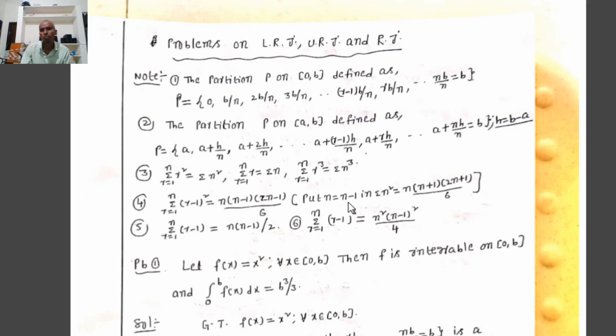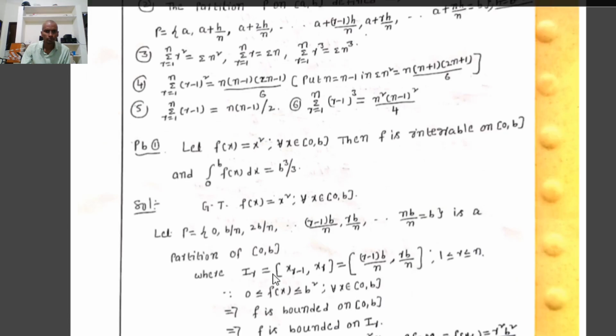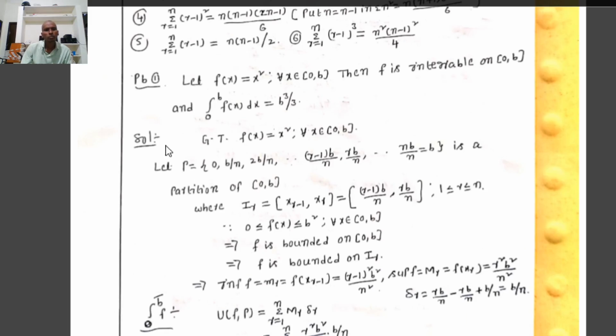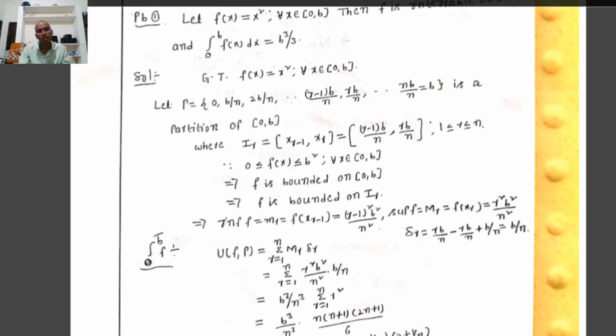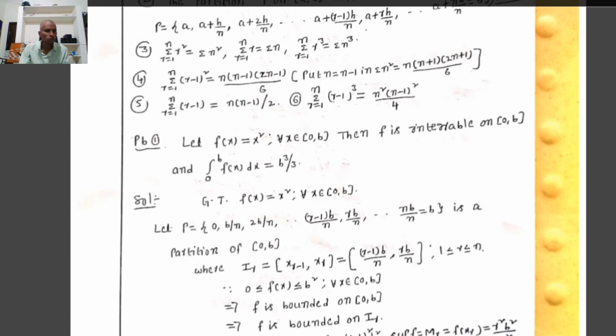Put n equal to n minus 1 in summation n square. Similarly, next one, summation r equal to 1 to n of (r-1) equal to n(n-1)/2. Summation r equal to 1 to n of (r-1) whole cube equal to n square (n-1) whole square by 4. Therefore, in the problems, we have to find the lower Riemann integral, upper Riemann integral and Riemann integration with respect to the given partition.